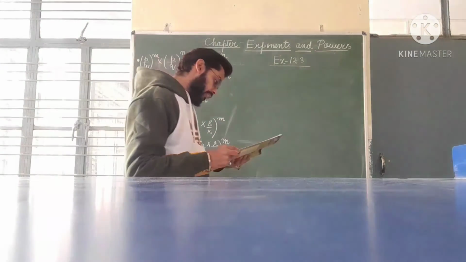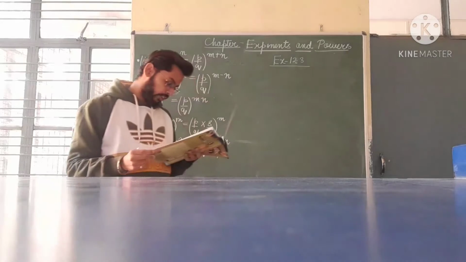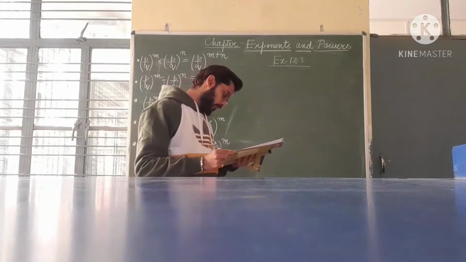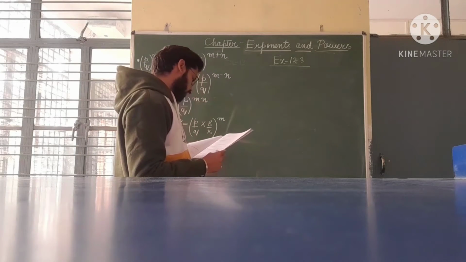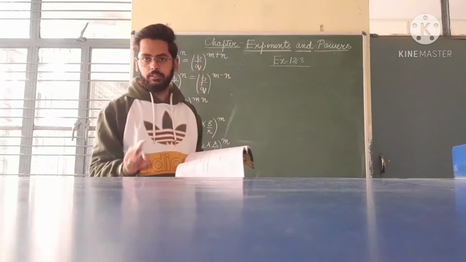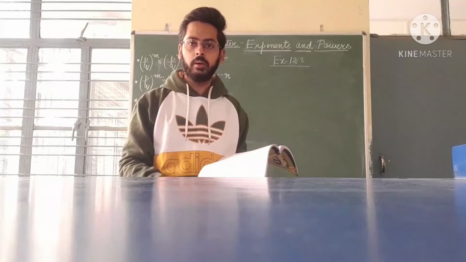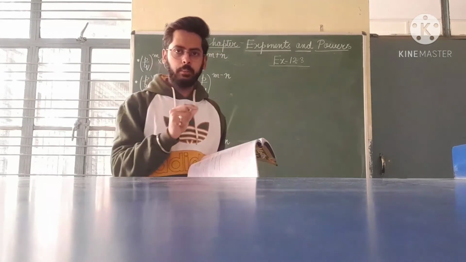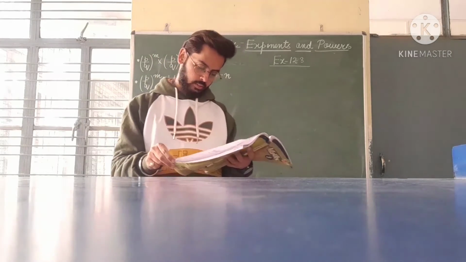Question number 7 simplify, question number 8 simplify, question number 9 you have to do yourself. These question numbers 6 and 8 I have given you in the PDF, you can easily go there and see. So don't worry about that, you can easily understand from the PDF.